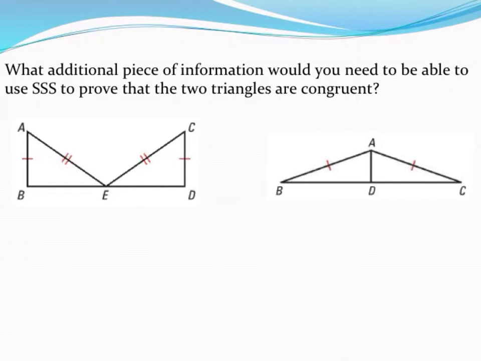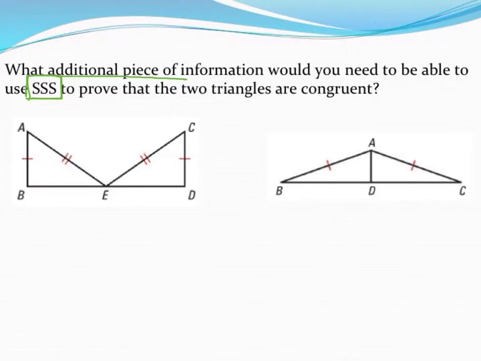In our next set of problems, we want to see what additional piece of information we are going to need in order to use side, side, side to prove the triangles are congruent. So in these problems, we don't have enough information. We can't prove the triangles are congruent, but the question is, what else would we need to know? And so in order to use side, side, side, SSS, I need to have all three sides matched up.